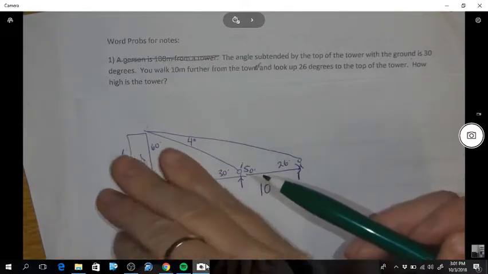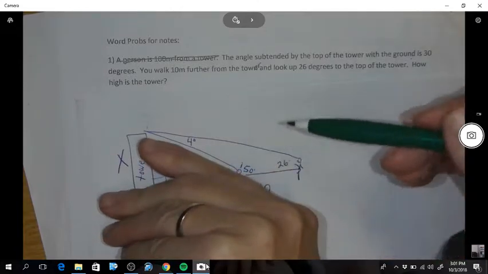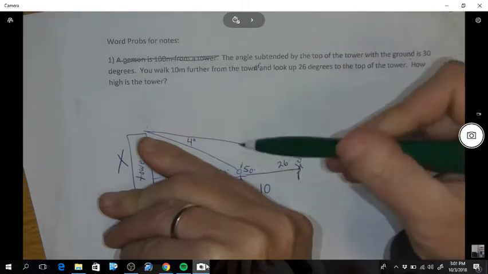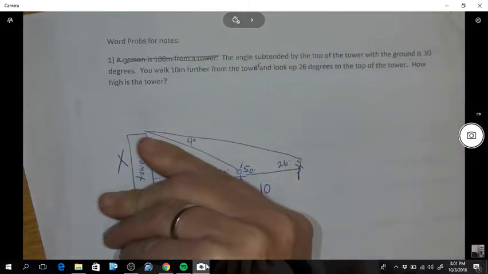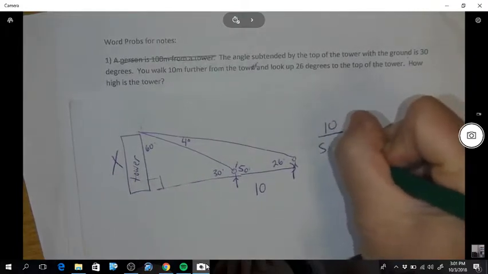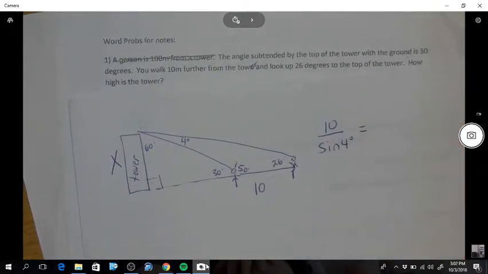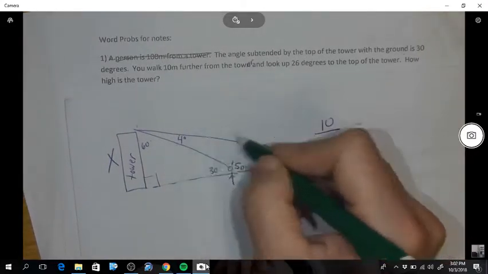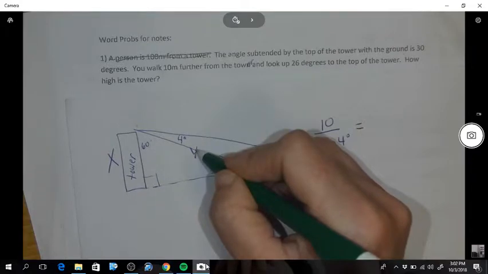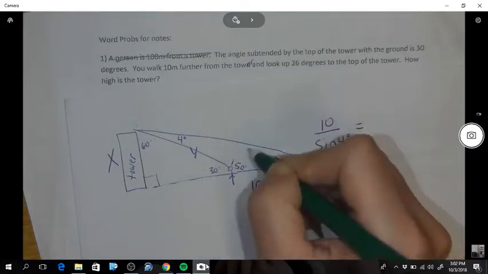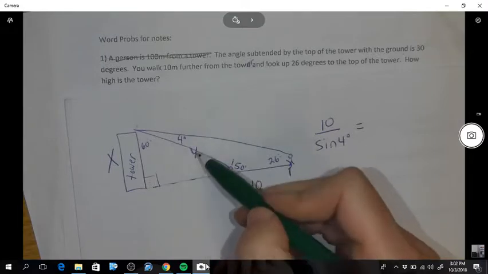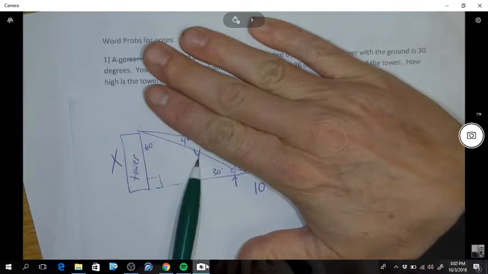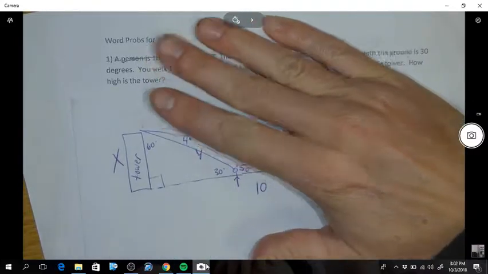So let's look at this other triangle. In this one, I can see an opposite pair. Do you see 10 and angle 4 are across from each other? So I'm going to use sine law. Now I'm thinking, if I find this side using the 26, that means I can then cover this up and use that length right here to help me in my right triangle.